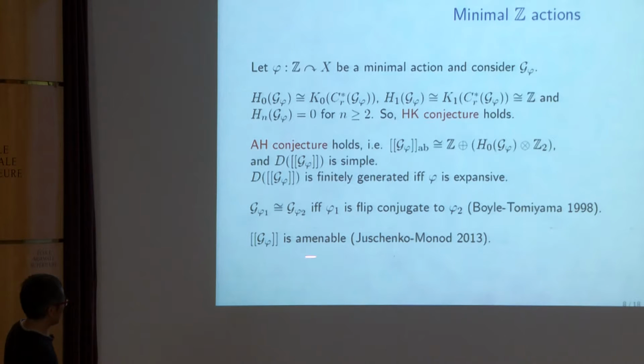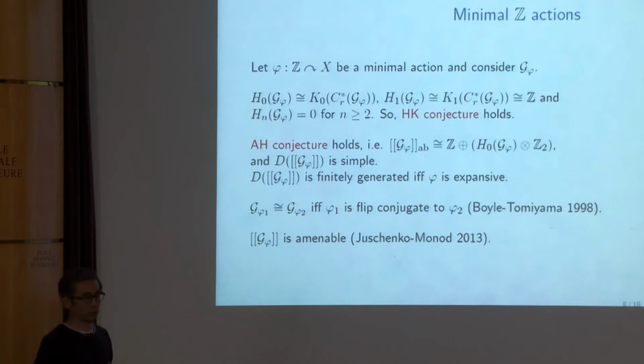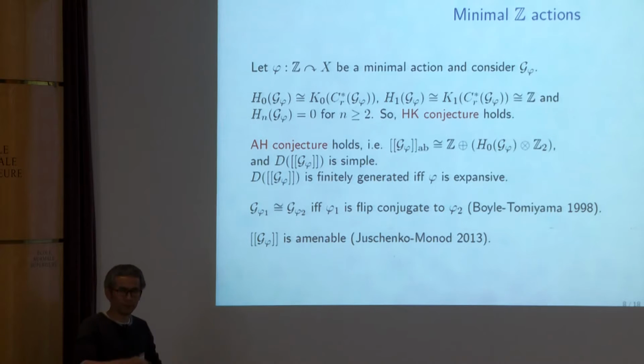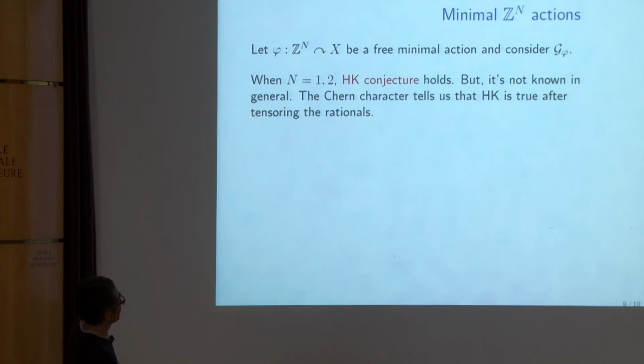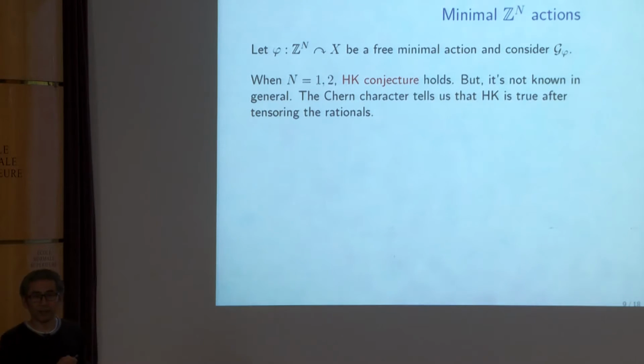And moreover, it's known that this is amenable. So this gives us an example of an amenable, simple, infinite, finitely generated group, and uncountably many. So this is an example of minimal Z actions. And next, minimal Z^n actions.